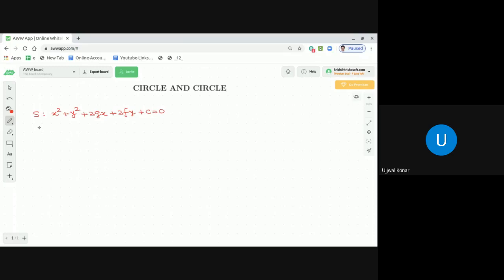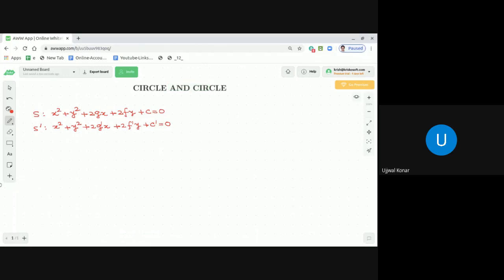And the second circle, if we name that circle as S dash, its equation will be x square plus y square plus 2g dash x plus 2f dash y plus c dash is equal to 0. Correct?